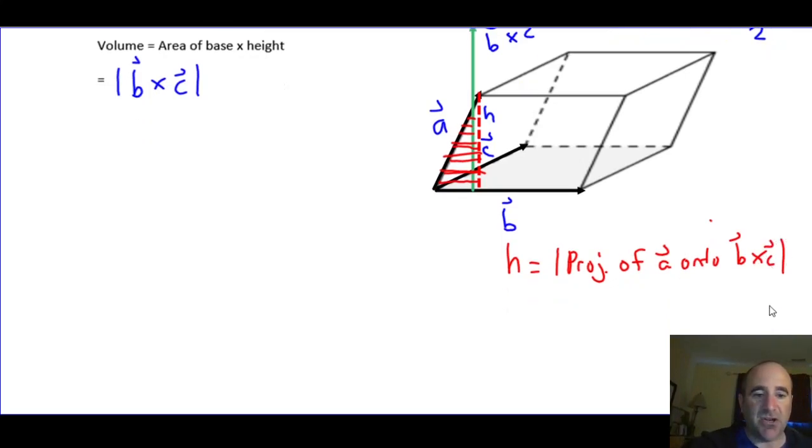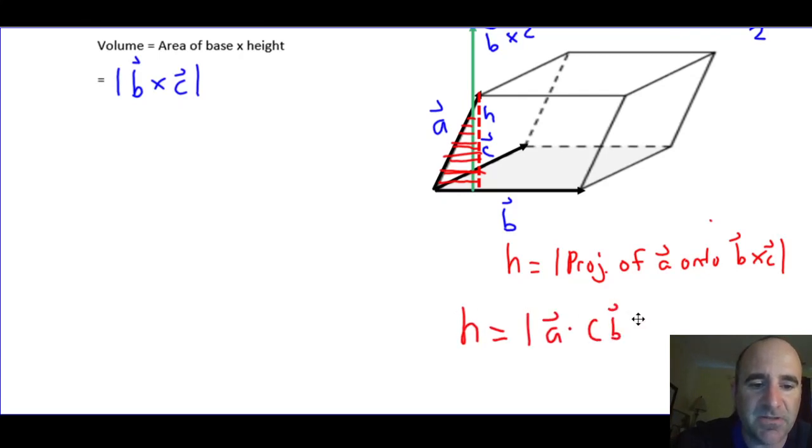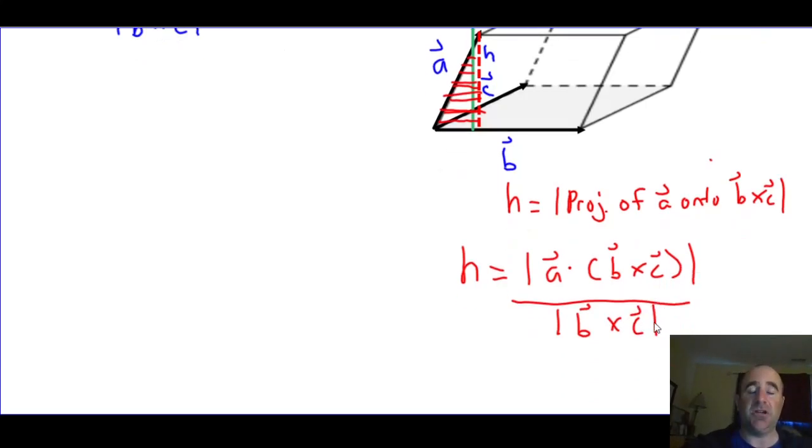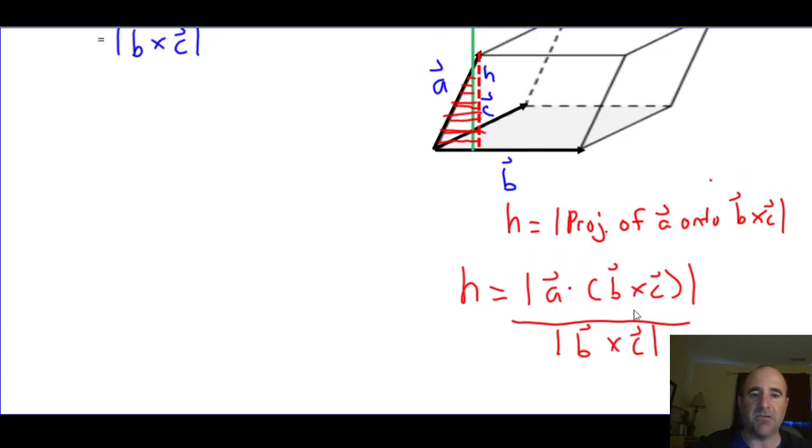Based on our formula for the magnitude of a projection, it's just the absolute value of A dotted with B crossed with C, all divided by the magnitude of B crossed with C. I'm just using our formulas for projections from the other day. This is an absolute value because A dotted with B crossed with C is a scalar, so it's the absolute value of the scalar divided by the magnitude of B crossed with C.